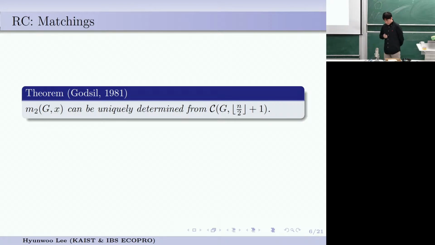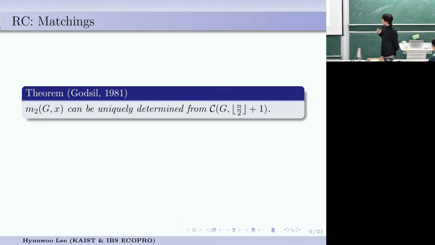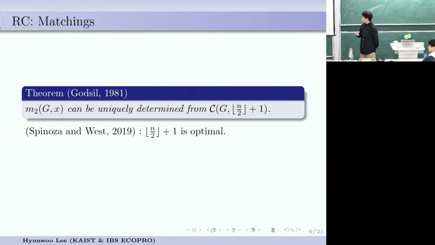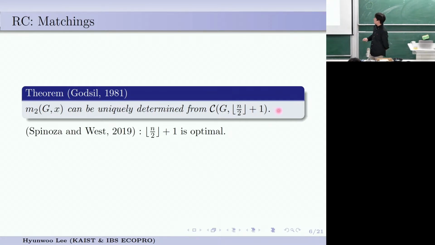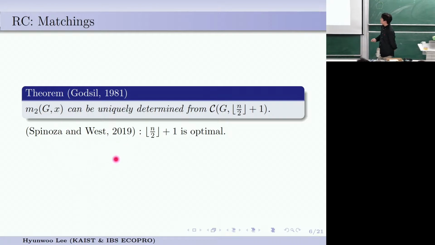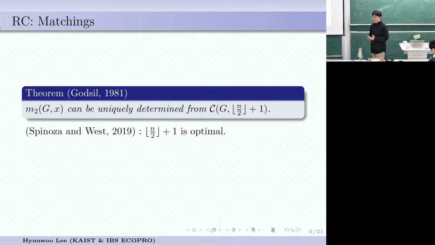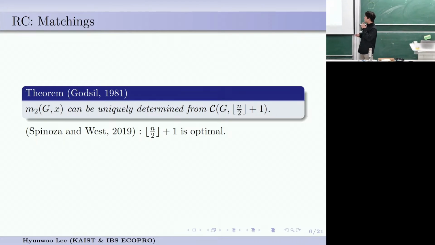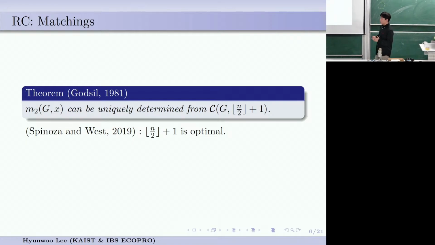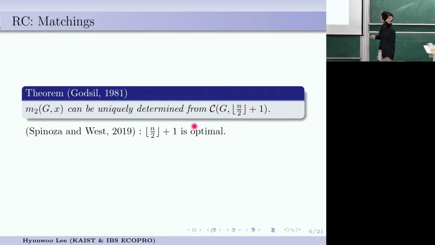And this is tight. Spinoza and West very recently proved that this number n over 2 plus 1 is optimal. In other words, they constructed two n-vertex graphs G1 and G2 with different matching polynomials, but C_{n/2}(G1) and C_{n/2}(G2) are exactly the same set.